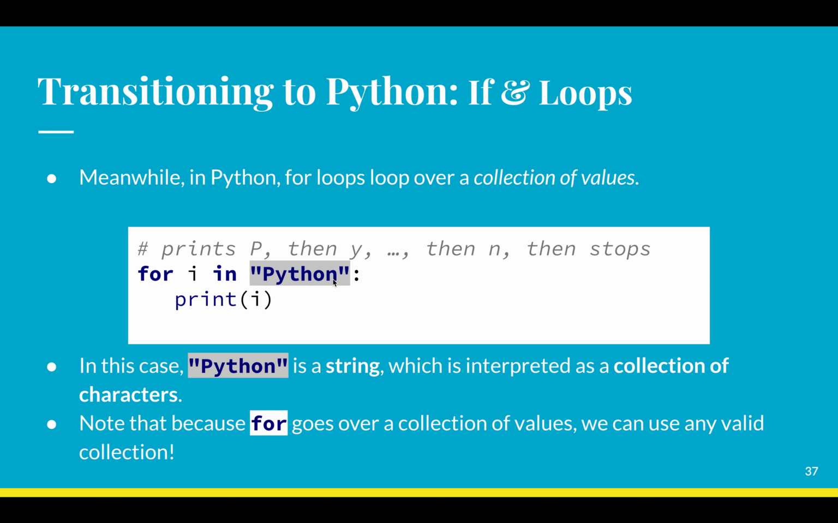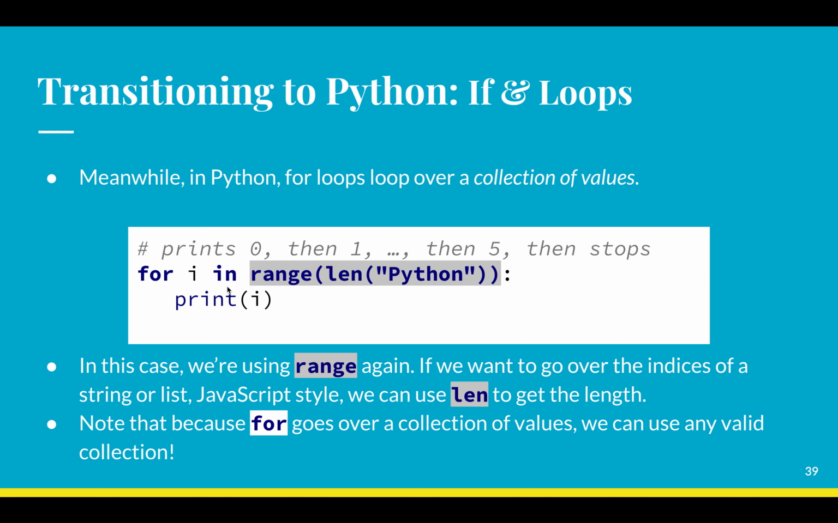And here we can actually iterate over strings as well. Strings are also what is known as iterable in Python. And the way that that works is i would first be P, and then it would be Y, and then T, and then H, and then O, and then N. It might be better styled to call this char, just because we're looping over characters.